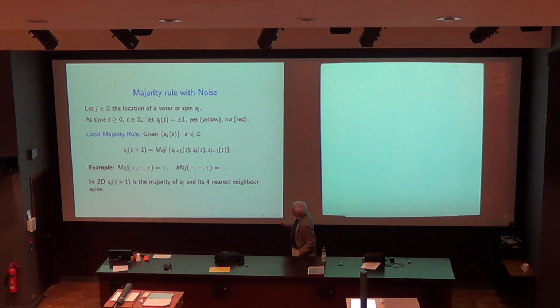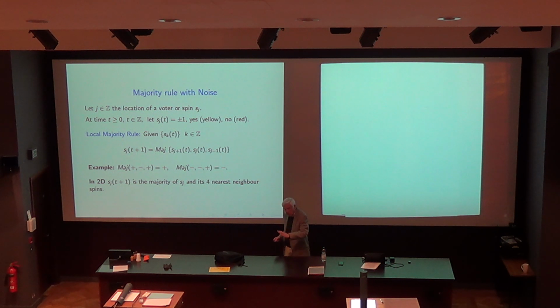So this is what I call majority rule, and it should be called local majority rule with noise. So here's the situation. I'll first explain it on the slide, and then you'll see it much better in pictures as usual. So at every site on the lattice, let's say I have a one-dimensional lattice, I have a voter or a spin. And the spin is either up or down, and the voter is either saying yes for up and no for down. So I just have a sequence of ups and downs on my lattice.